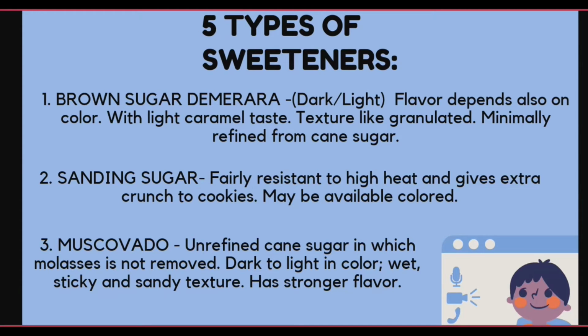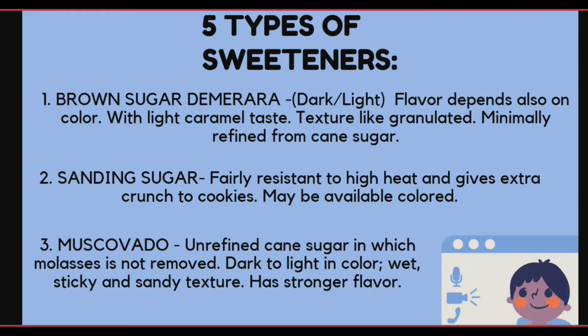Number 1, brown sugar demerara. Dark or light flavor depends also on color. White light caramel taste, texture like granulated, minimally refined from cane sugar. Second, sanding sugar. Fairly resistant to high heat and gives extra crunch to cookies.